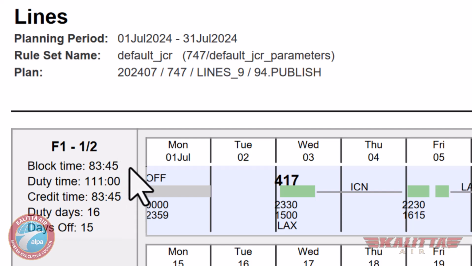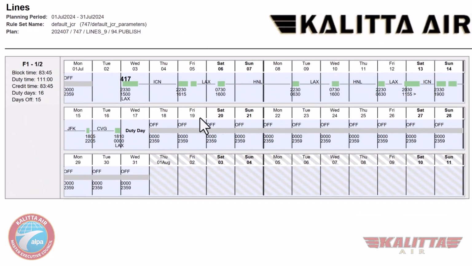You have your block time. This is the block time for the calendar, for the bid month. And then your duty time, so total duty and credit. And then you have the number of work days and the number of days off. All right. It's a calendar view, basically. Very high level. So you'll see the off.